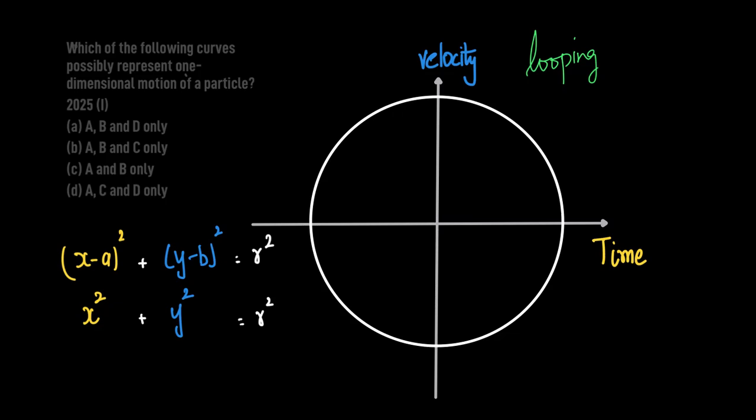We know that the velocity time graph here is circular in nature, which means it should be of the mathematical equation x minus a the whole square plus y minus b the whole square is equal to r square. And if this is the origin here, x minus 0 square plus y minus 0 square is equal to r square, or x square plus y square is equal to r square, right?